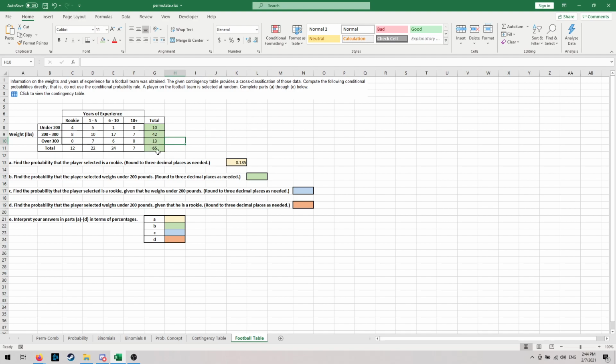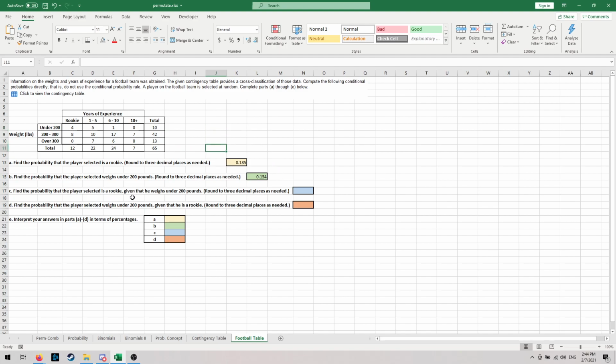So out of the 65 guys on our team, 10 of them weigh less than 200 pounds. So 10 out of 65 guys. So as I go in and I pick a guy at random, what is the likelihood he weighs under 200 pounds? We're going to do this the exact same way. We're going to press equals, and we're going to divide 10 by 65. And we're going to get 0.154. That's going to be the likelihood of me picking out a player who weighs under 200 pounds.